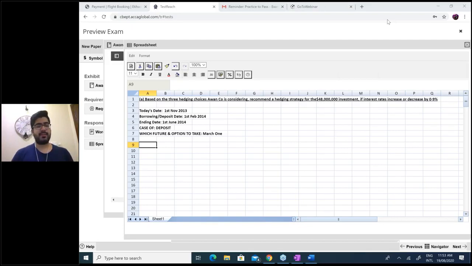So once we get these 5 things: today's date, borrowing or deposit, the date, the ending date, what is the case? Now we will be starting our techniques. The first technique we are doing is technique number 1, FRA. We'll solve all, but at the moment we are doing technique number 1, FRA. Okay.